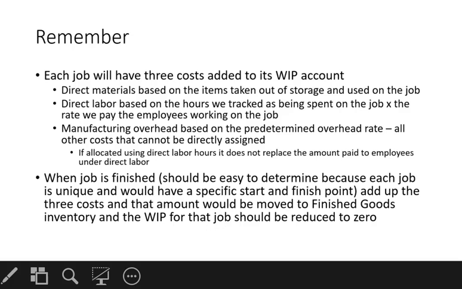Okay? When the job is finished, because every job is unique and we know exactly what it needs to do to be done. The house is supposed to look this way. The project is supposed to be completed in this way. Add up those three costs, and that amount will be moved to finished goods. And the work in process for that job would actually be zero, right? Because all the direct materials, all the direct labor, all the overhead that's been assigned to that job moves to finished goods. And that particular job is now zero as work in process. And then you may have other jobs, obviously, that you're working on that are still in process, and they would have amounts in those work in process accounts, but not the one for this job.